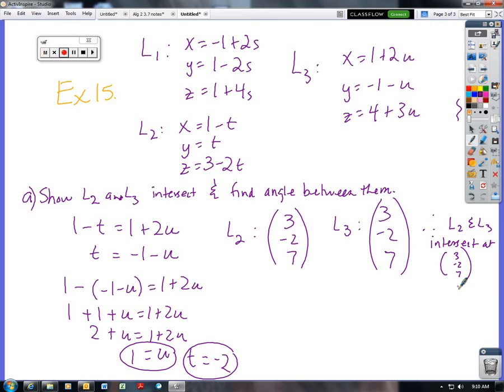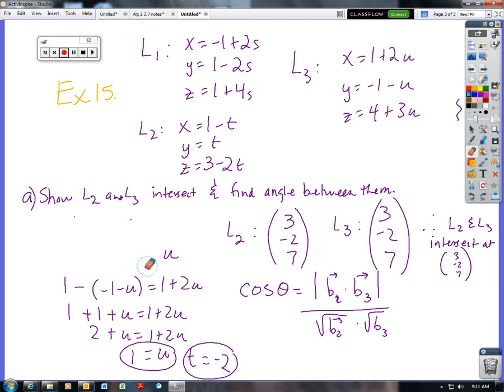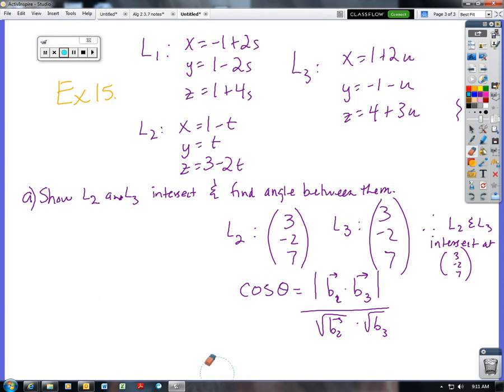Then it wants us to find the angle between them. So if we think back to our cosine formula, it's going to be the absolute value of their direction vectors dotted together, the dot product. It's L2, so B2 and B3. And then the magnitude of vector B2 and the magnitude of vector B3. So we'll go ahead and do that. I'm going to do a little bit of erasing over here. And feel free to do this on your own. Pause the video and then come back, and I'll be doing the work over here.